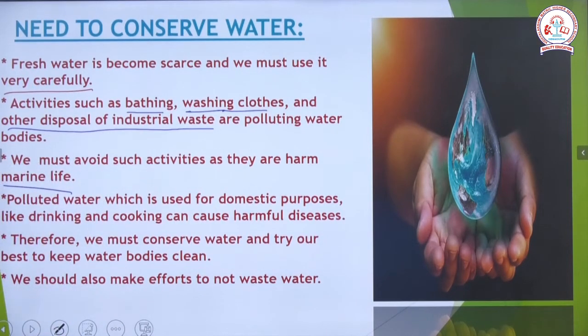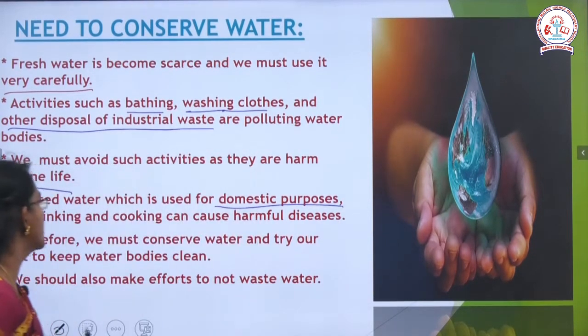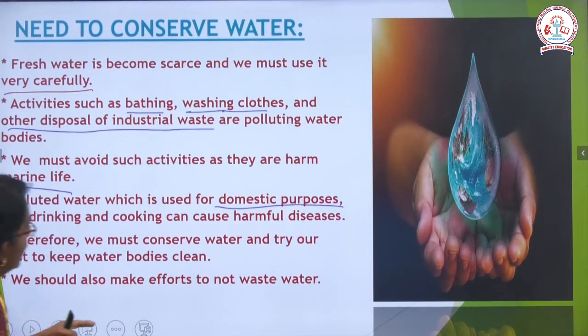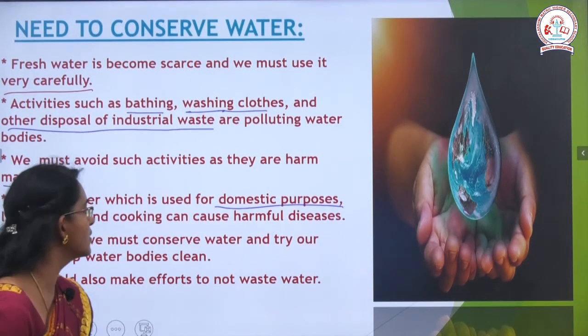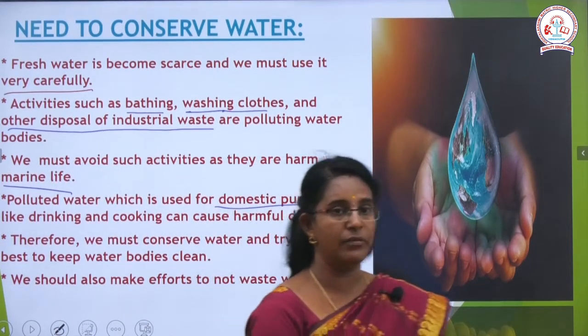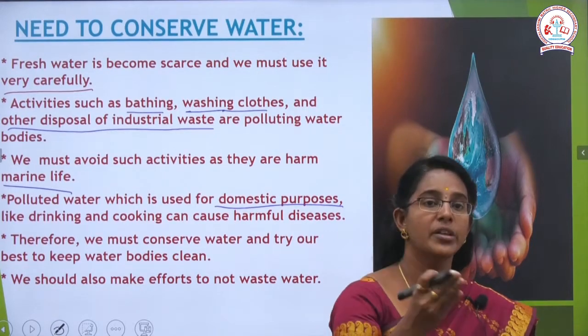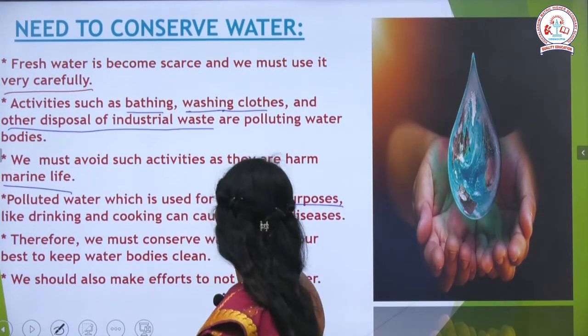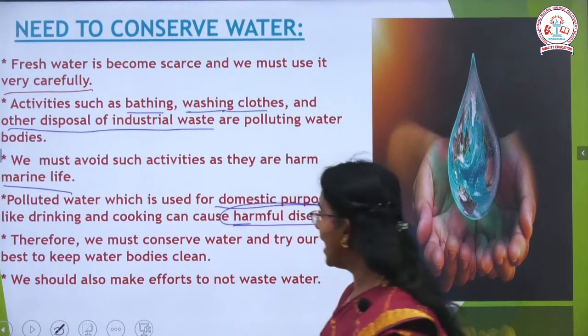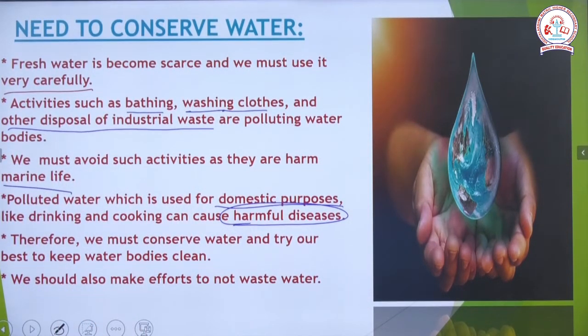Next, polluted water which is used for domestic purposes like drinking. What are the domestic purposes we use water for? Drinking, cooking, and it can cause harmful diseases, we know. So if we take in polluted water, it is harmful for all living organisms. It causes harmful diseases. It is very dangerous for our health. Therefore, we must conserve water and try our best to keep water bodies clean.